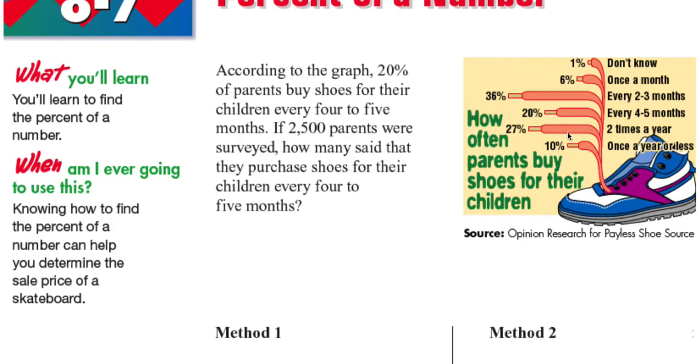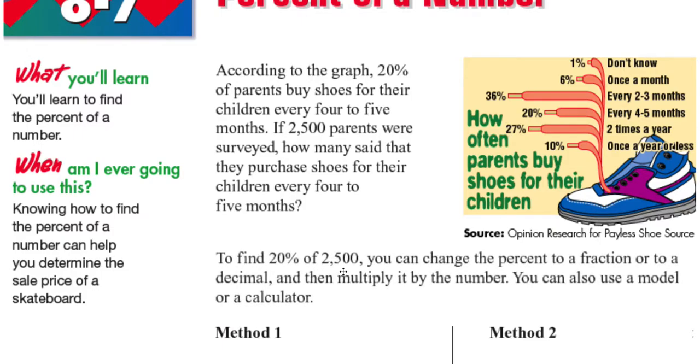So if you look at the pictograph right there: once a month is 6%, 2 to 3 months is 36%, every 4 to 5 months is 20%, 2 times a year is 27%, and 10% for once a year. So it's asking here to find 20% of 2,500.